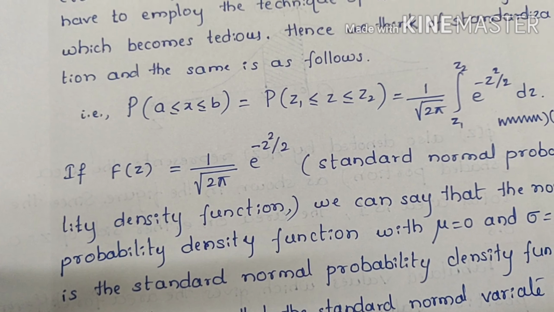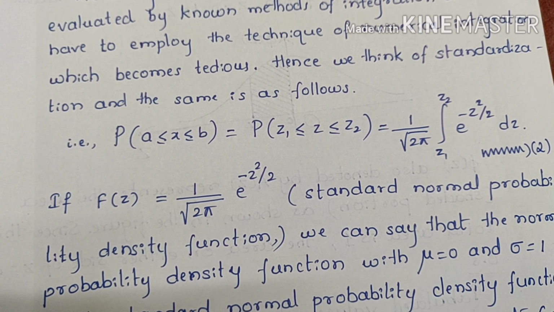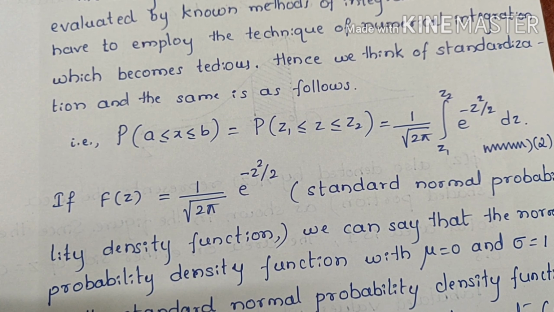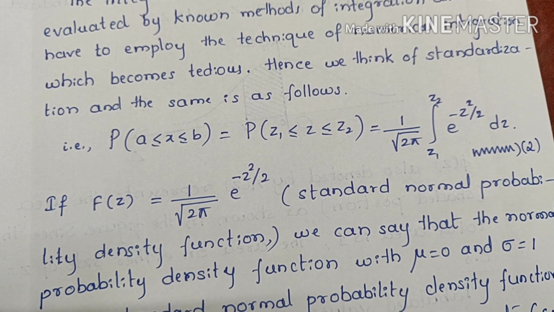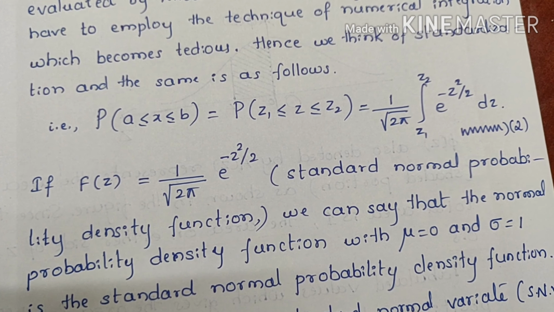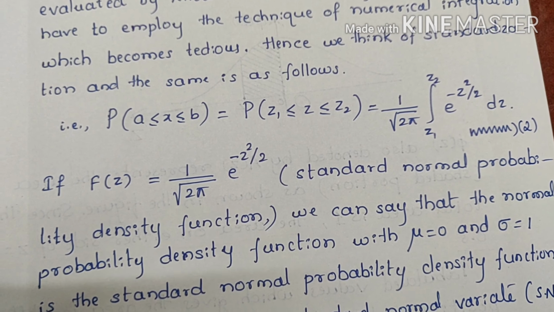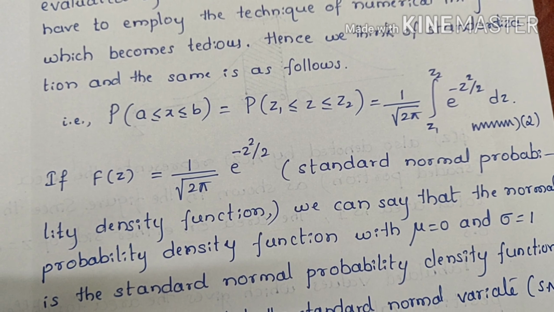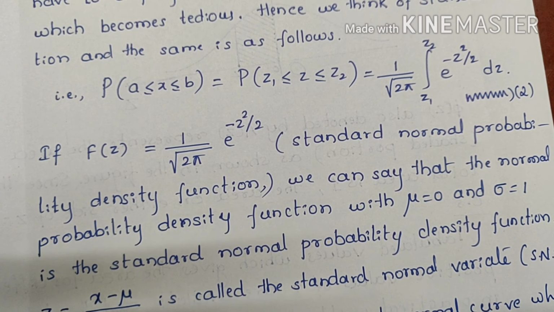So the probability of x lying between a and b is written as the probability of z lying between z1 and z2, which is equal to 1 by square root of 2 pi times the integral from z1 to z2 of e raised to minus z square by 2 dz. We call that equation 2. That means we used a substitution method here. If we denote this function by capital F(z) equal to 1 by square root of 2 pi e raised to minus z square by 2, this is called the standard normal probability density function.